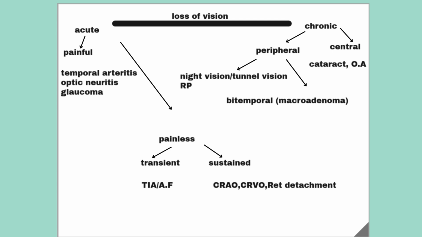This is just a flowchart of how to proceed with the differentials. Let's suppose while you're preparing outside, they mentioned there is an acute onset of vision change. Think about temporal arteritis, optic neuritis if it's painful. If it's painless and transient, think about TIA or amaurosis fugax. And if it's sustained, think about retinal detachment or CRAO, CRVO. So these are acute conditions, painful and painless.